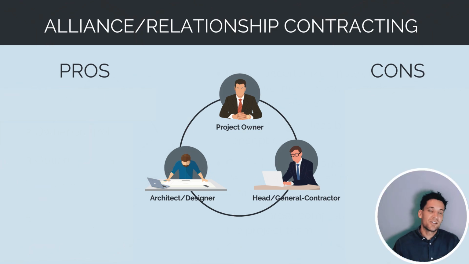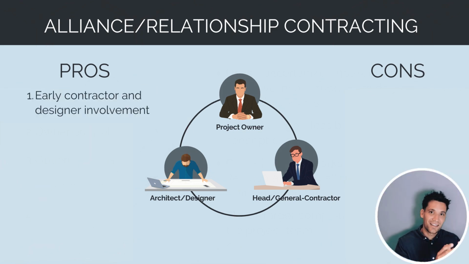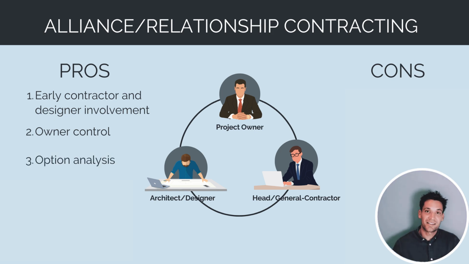So with the alliance and relationship contracting model, you get the benefits of getting the contractor and the designer involved early on. The owner can retain a lot of control because they're part of the project team, so are very involved in any change management. Because the team is forming the design together, you get a lot of option analysis and best for project decisions. It's collaborative. And once the team is set up, it's relatively fast, but there is a bit of a time component to setting up an integrated project team.